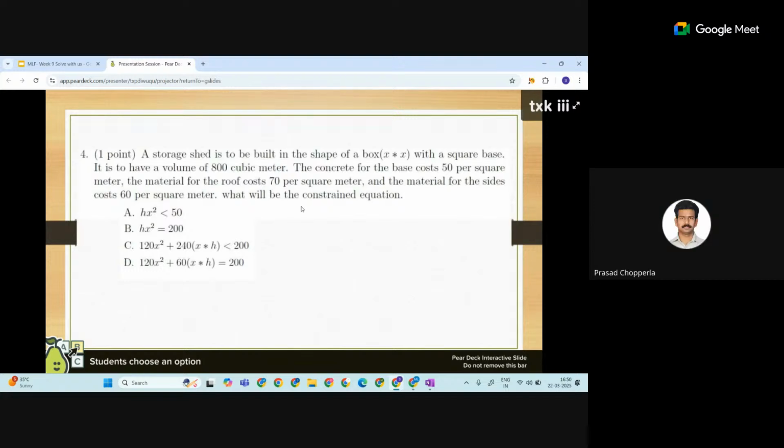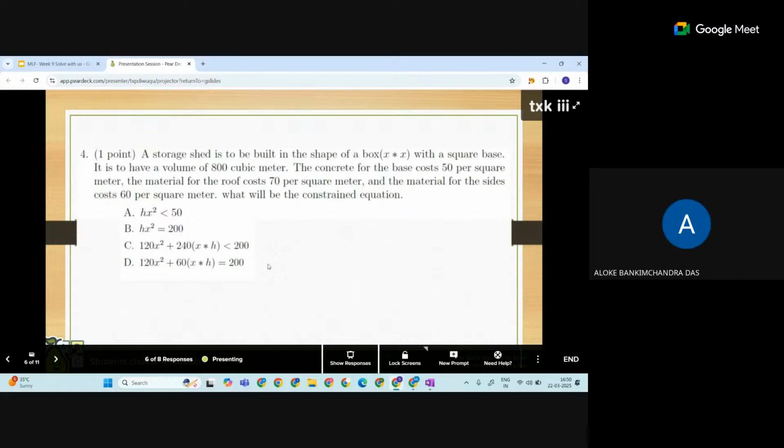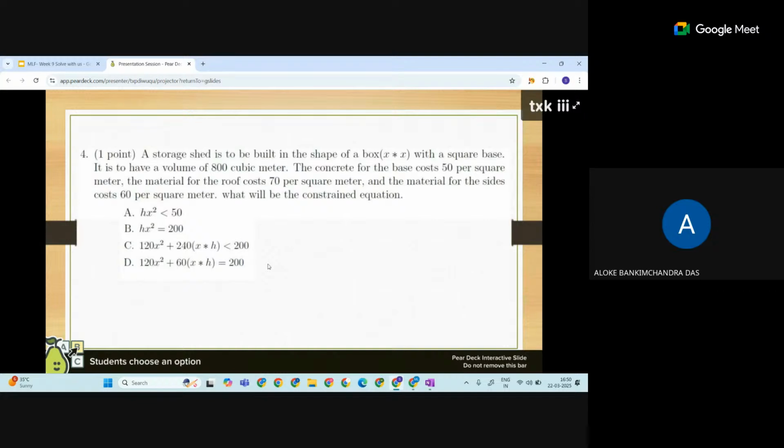I mean, 800 by x square is this? 800 by x square is the height. Correct. And surface area is what? 2 times x square plus 4 times x into height. The 4 walls is 4 times x into h. So you get an equation between x and h, S in terms of x and h. So you just replace h by 800 by x square, take a derivative and equate it to 0. You will get the value of x.